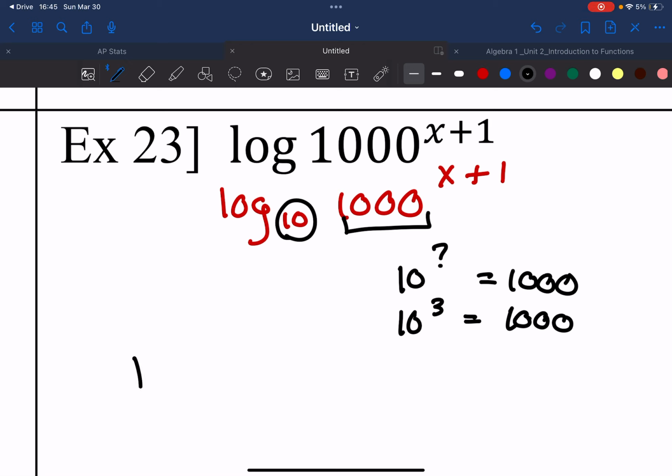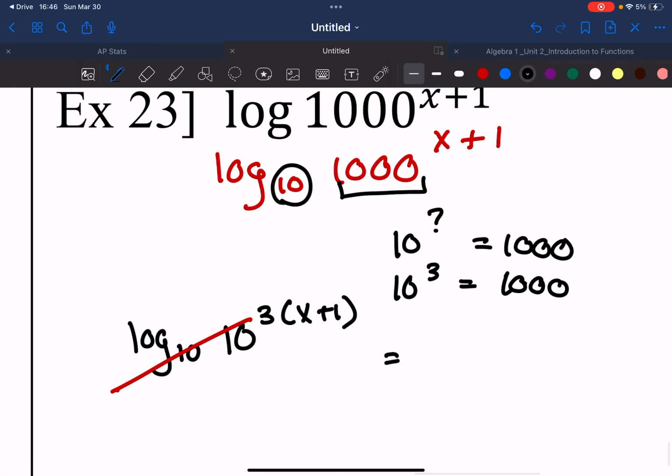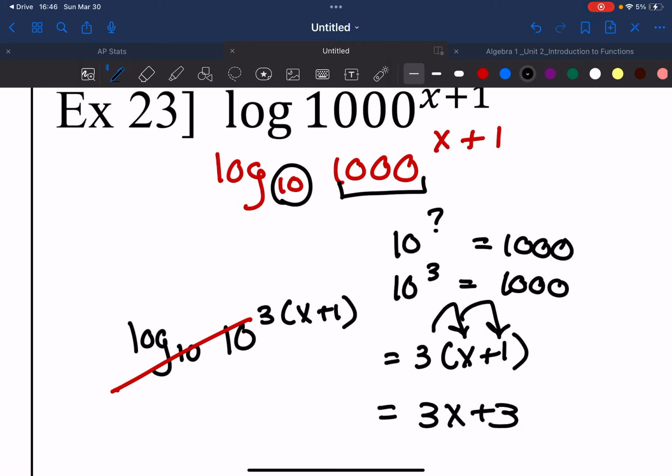So I'm going to rewrite this as log base 10 of 10 to the power of 3. And I already had x plus 1 in my exponent, so I'm going to bring that down in parentheses. Now I have log base 10 and 10 match, so they can cancel out. And whatever's left over just comes down. So 3 times x plus 1. I distribute the 3, which means I have 3x plus 3. That is my answer.